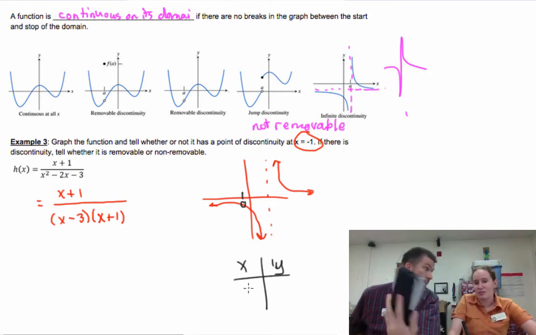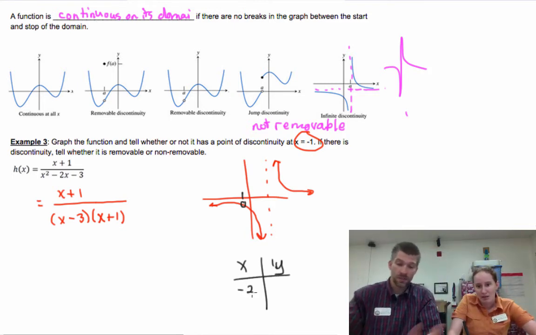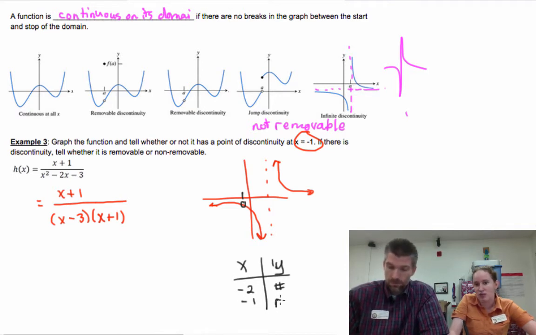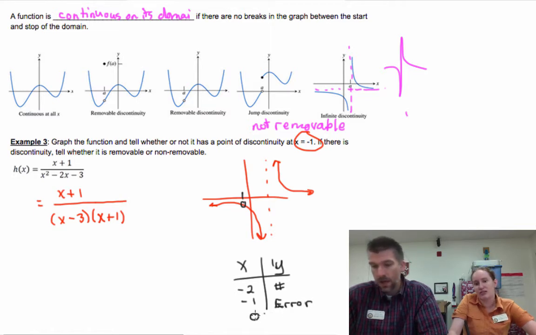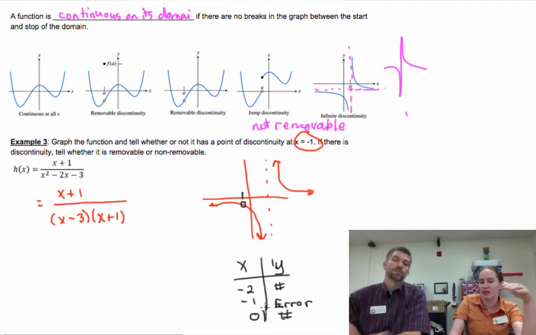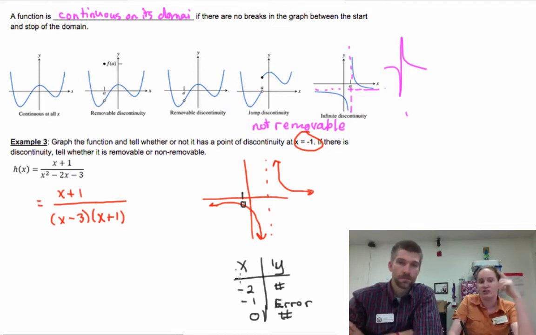No, you're not. Your calculator has to string all those points together. But -2 should have an answer. At -1, it should say error. In the table of points, it's undefined at -1. That's a hole right there. It is not defined there.